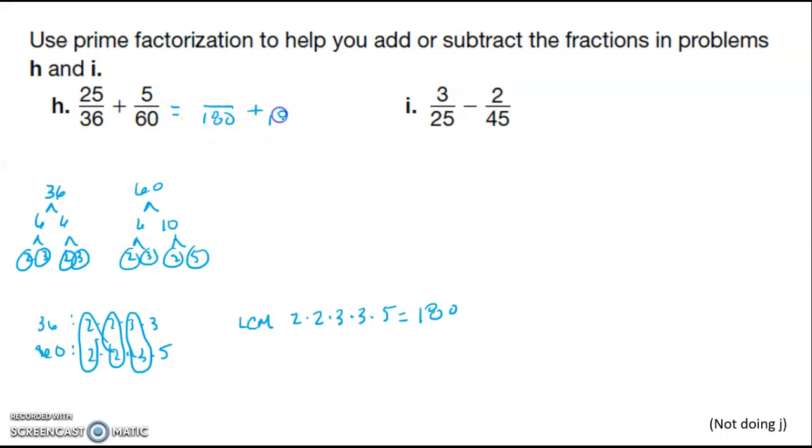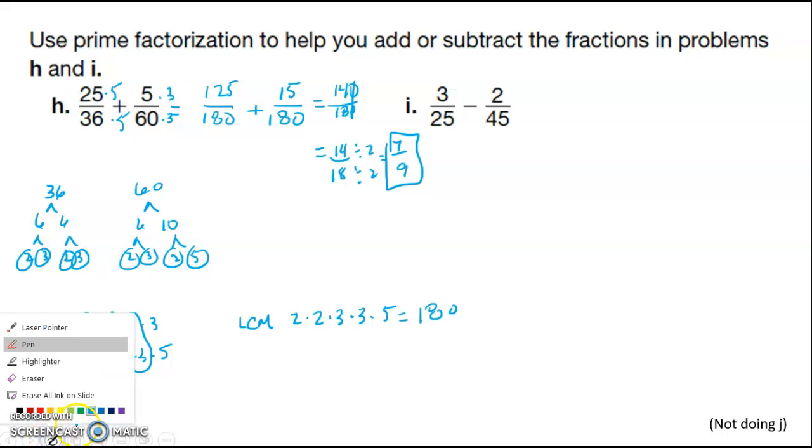180 and 180. Okay, I know that 60 times 3 is 180, so that's going to be 15. 180 divided by 36 is 5, so that's going to be times 5. Times 5, times 5, that's going to be 125. 125 plus 15 is, so I get 140 over 180, and I have to reduce, so my zeros cancel. I have 14 over 18, I'm going to divide by 2, and I get 7 over 9.